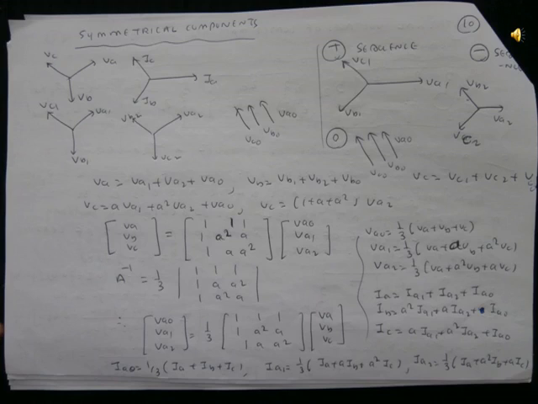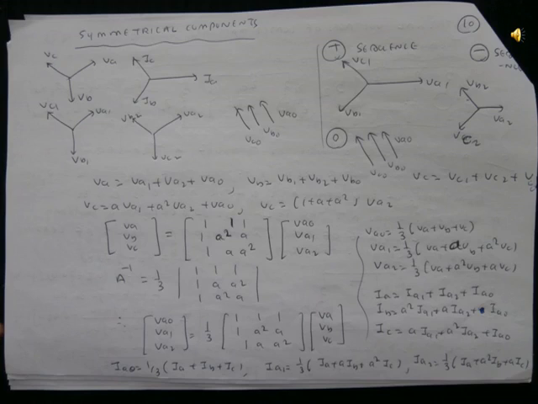So therefore we write down the equation of VAA1 dash equal to 1 dot IA1 multiplied by ZA plus ZB plus ZC, plus 1 dot IA2 multiplied by ZA plus A square ZB plus AZC, plus 1 dot IA0 multiplied by ZA plus AZB plus A square ZC. VAA2 dash is equal to 1 dot IA1 multiplied by ZA plus AZB plus A square ZC, plus 1 dot IA2 multiplied by ZA plus ZB plus ZC, plus 1 dot IA0 multiplied by ZA plus A square ZB plus AZC. VAA0 dash is equal to 1 dot IA0 multiplied by ZA plus A square ZB plus AZC, plus 1 dot IA2 multiplied by ZA plus AZB plus A square ZC, plus 1 dot IA0 multiplied by ZA plus ZB plus ZC.